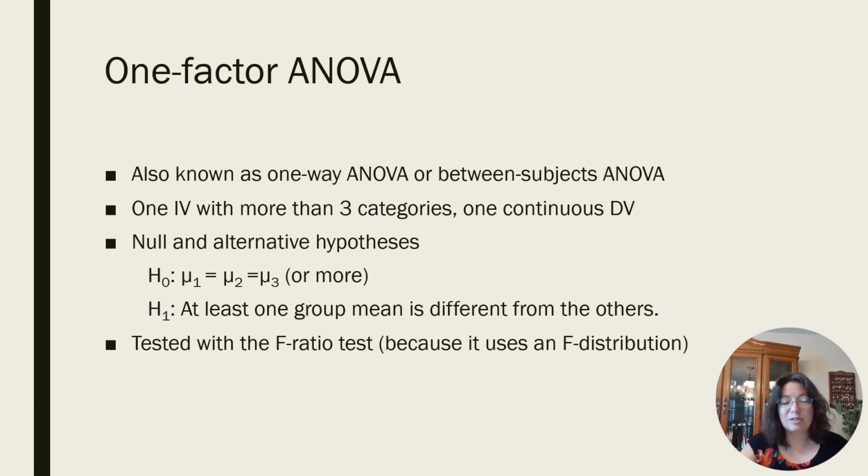The null hypothesis looks very similar to that independent samples t-test, right? It's just we've added a third mean to that, or more if your independent variable has more than 3 categories. On the other hand, the alternative hypothesis is going to be that at least one group mean is going to be different than the others. And the ANOVA is tested with what's known as the F ratio test because it uses an F distribution.